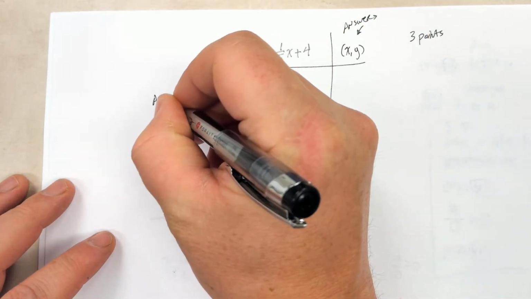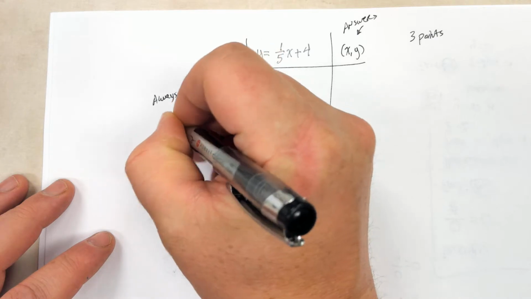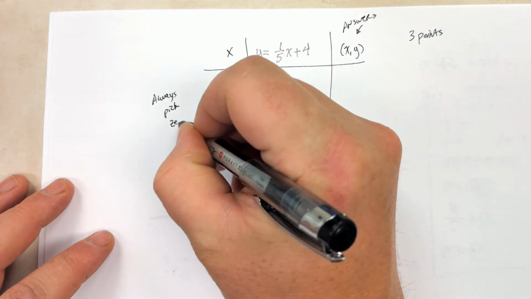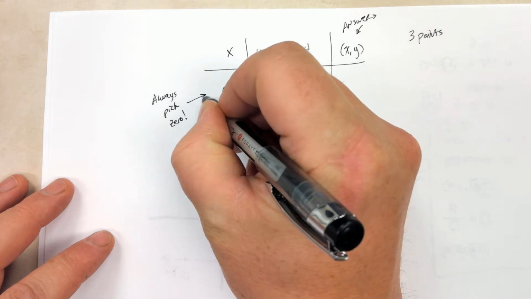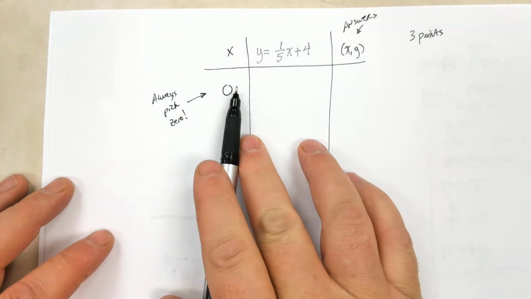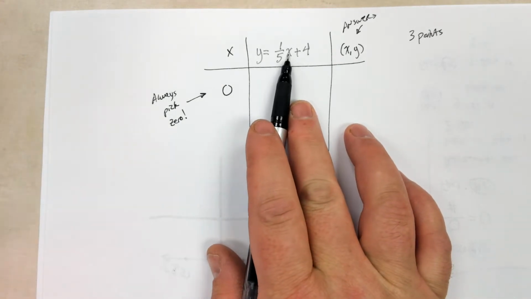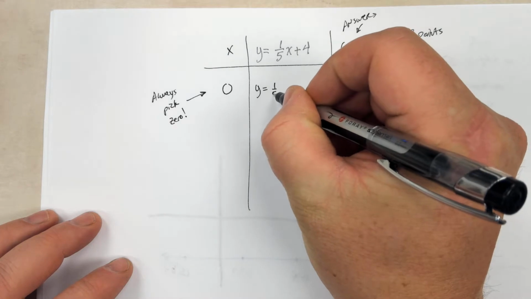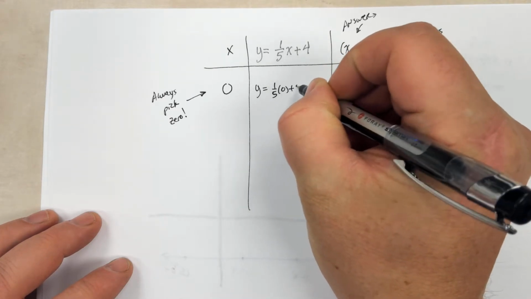So actually, we made 1/3. Why did we pick 1/3? You don't remember? Okay, I'll tell you why in just a minute. So always pick 0, because 0 times a fraction is 0, right? So here's what we got: y equals 1/5 times 0 plus 4.